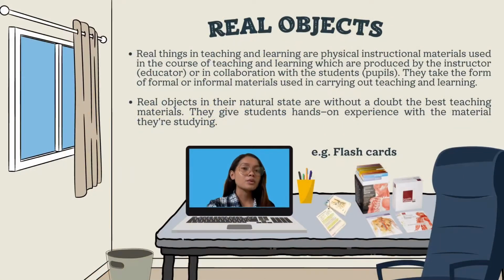Next is real object. So what is real object? So real things in teaching and learning are physical and instructional materials used in the course of teaching and learning, which are produced by the instructor or in collaboration with the students. So real objects in their natural state are without a doubt the best teaching materials.